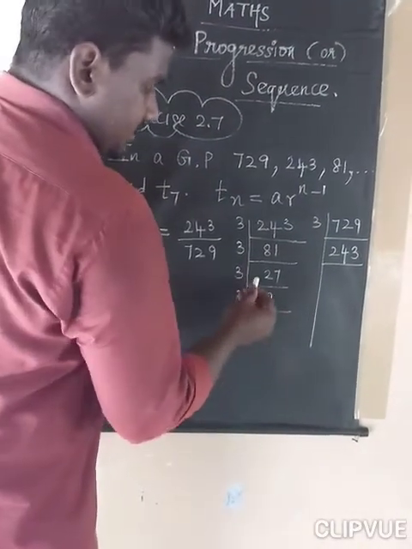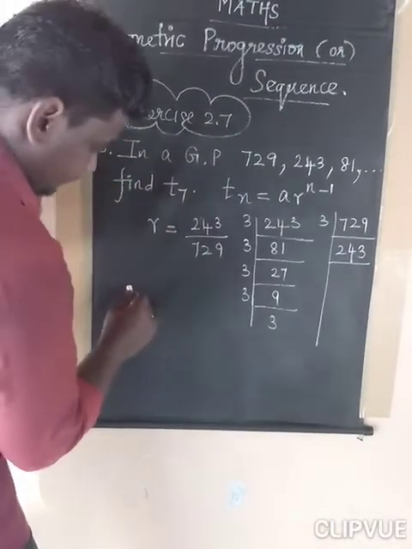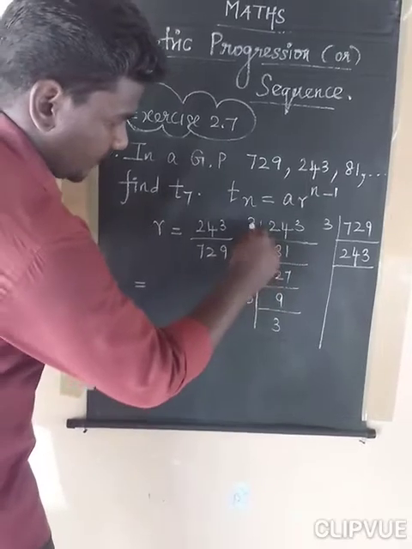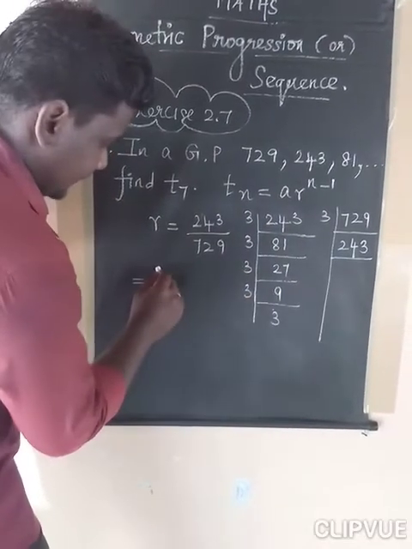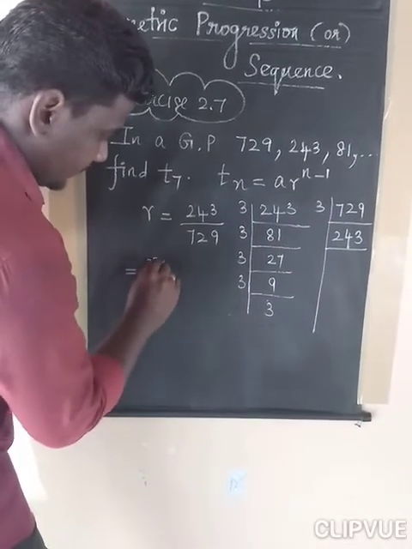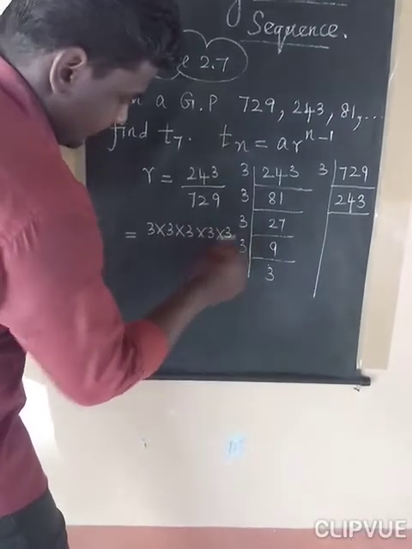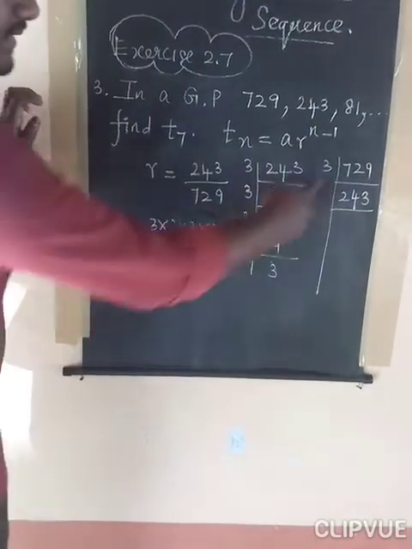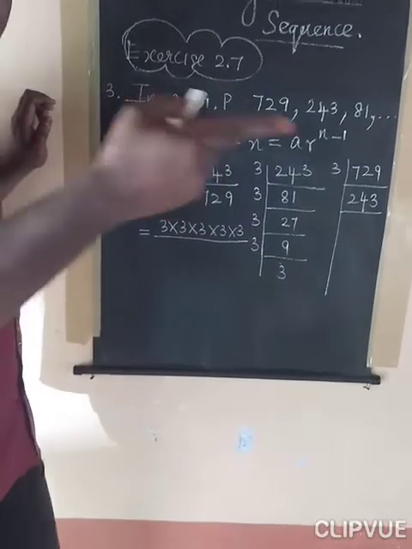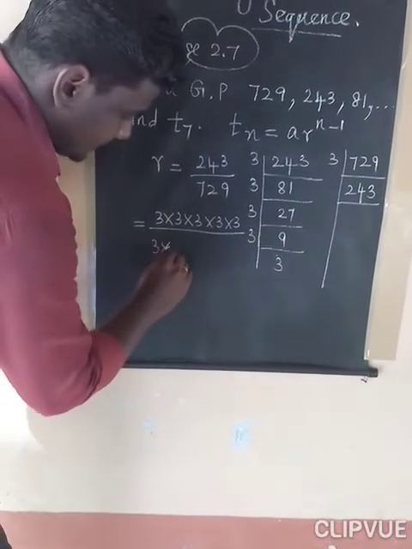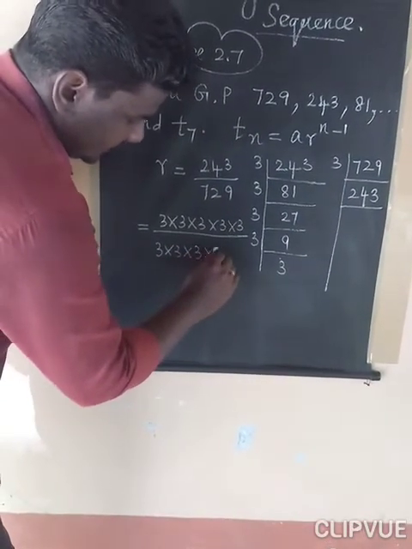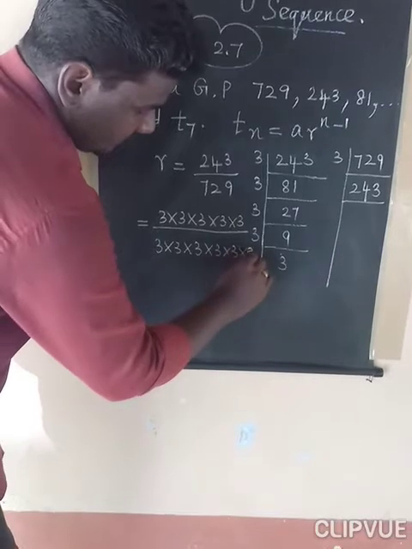So same. This 243 is equal to, how many 3s are there? 1, 2, 3, 4, 5. It is equal to 3 power 5. 3 into 3 into 3 into 3 into 3, 5 times. So here 729 is equal to 243 into 3. So 6 times, 3 into 3 into 3 into 3 into 3.